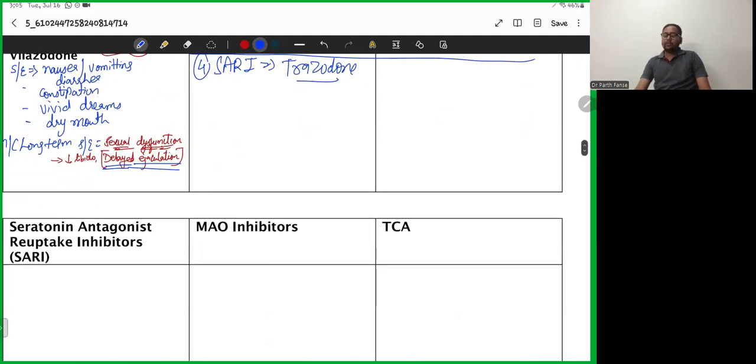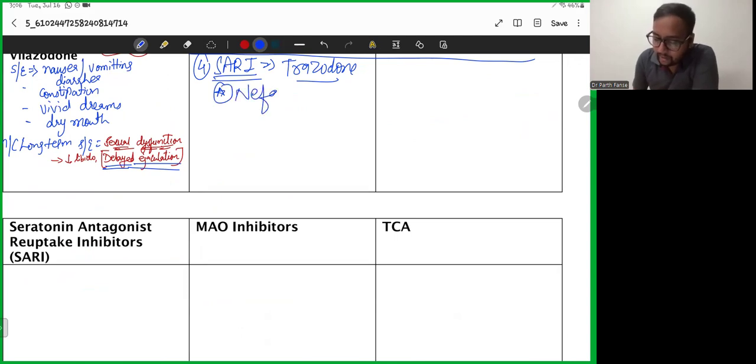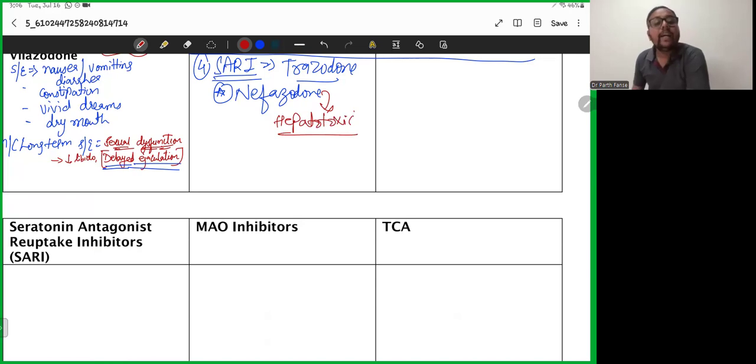That is trazodone. Okay, what is trazodone? It belongs to SARI. And one more drug we need to remember in SARI is nefazodone. Nefazodone I mentioned because we need to remember its side effect: it is a hepatotoxic drug. Done with this thing.